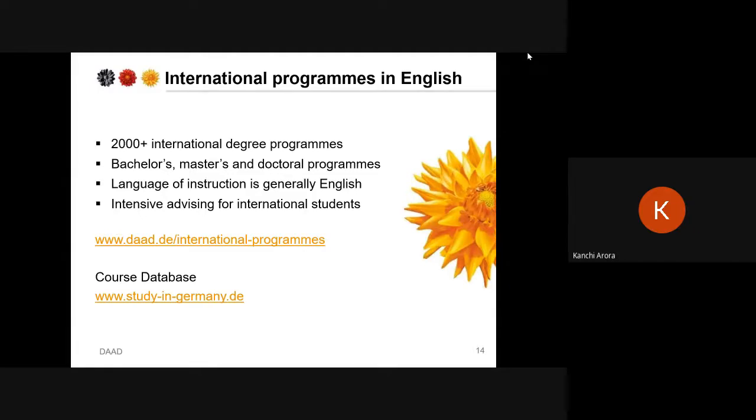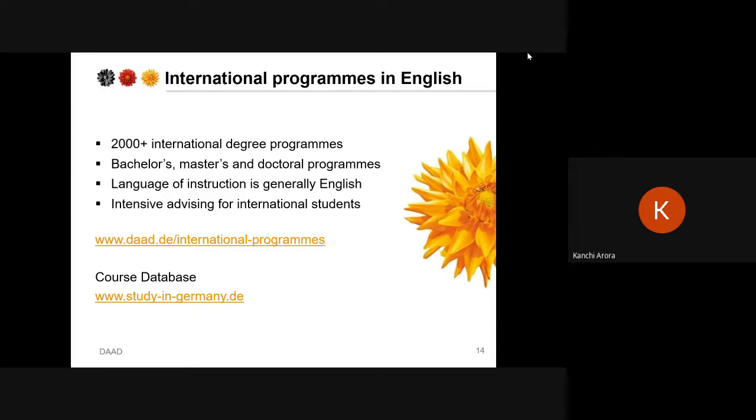To look for courses, you could shortlist the courses here. If you go on, let's say, study-in-germany.de, all you have to do is put in the keyword. Let's say you put in architecture, you click on English taught programs, you click on university of applied sciences, whatever. You can also sort it on the basis of region, cities, and things like that.